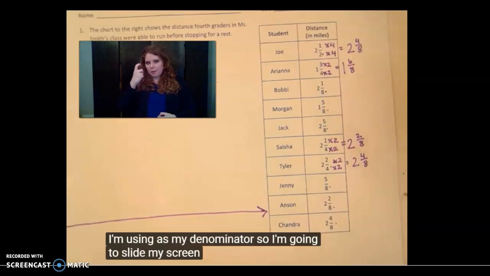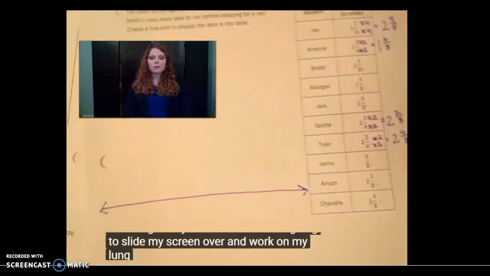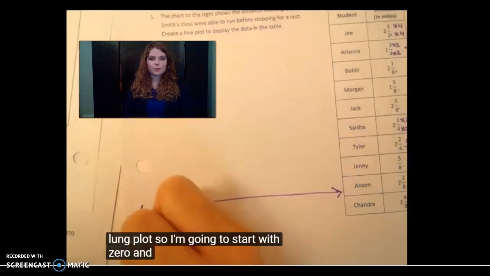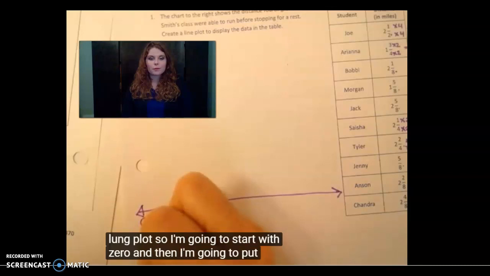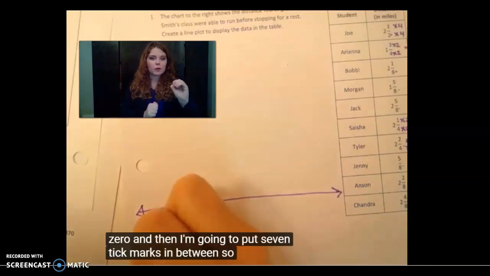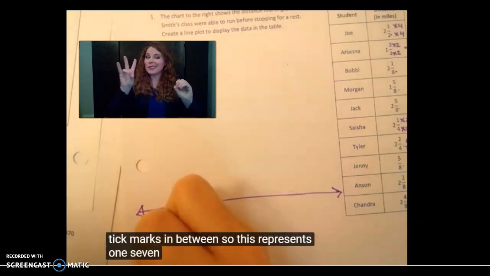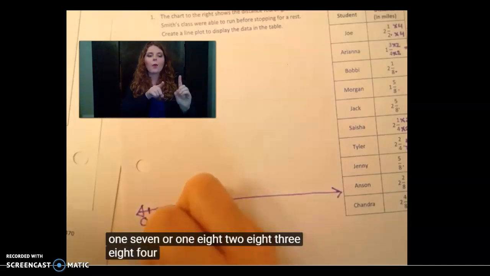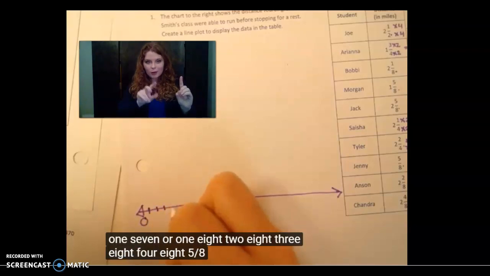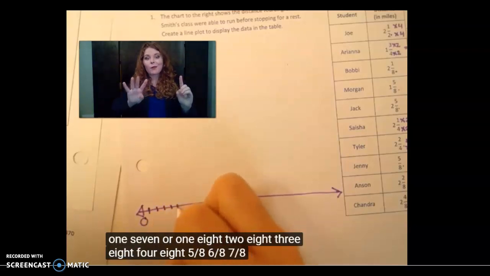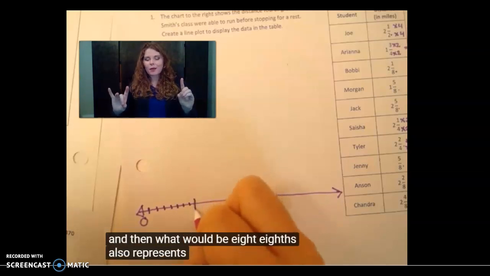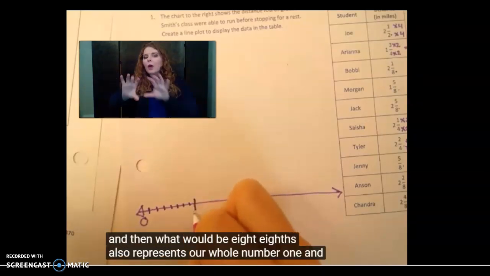So I'm going to slide my screen over and work on my line plot. I'm going to start with 0. And then I'm going to put 7 tick marks in between. So this represents 1/8, 2/8, 3/8, 4/8, 5/8, 6/8, 7/8. And then 8/8 also represents our whole number 1.